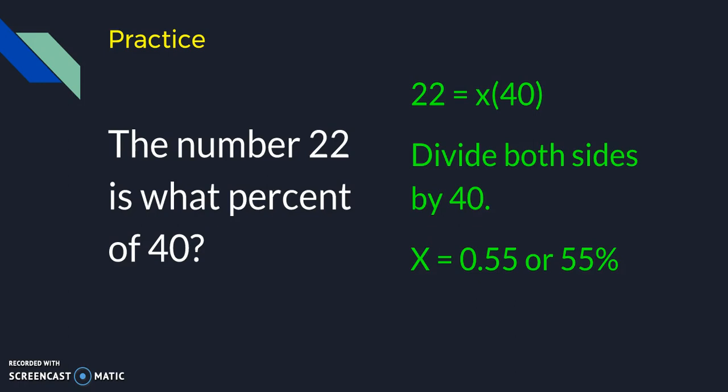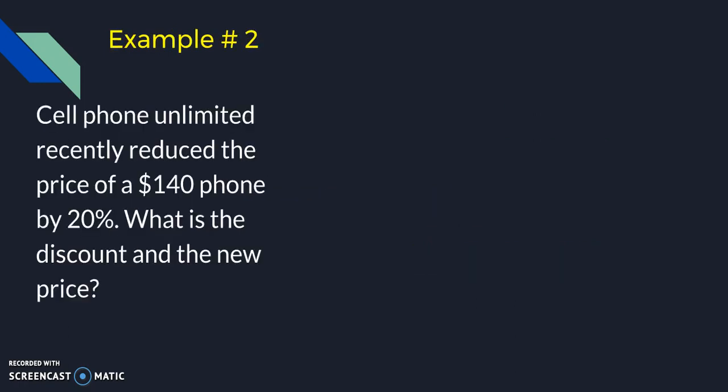So I'm going to have x times 40. Some of you might write it 40x. That is 100% acceptable. You're going to divide both sides by 40 to get your variable by itself. On the calculator, if you put 22 divided by 40, you'll get 0.55. You just move the decimal point twice, you have 55%, and that problem is done. This is a basic percentage problem. They do get more difficult.